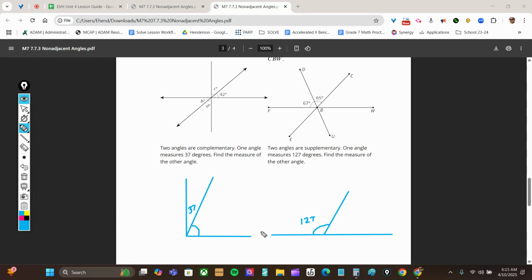So go ahead and find all those missing angles. I'll have you put those on a piece of paper, and if you got any questions, ask me in class.